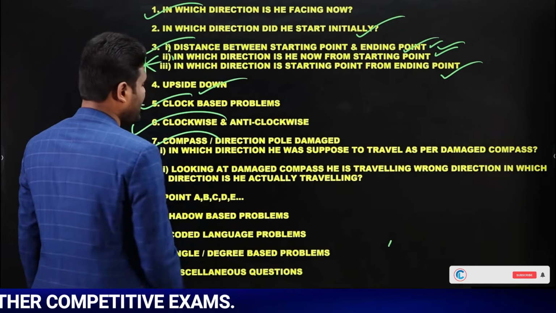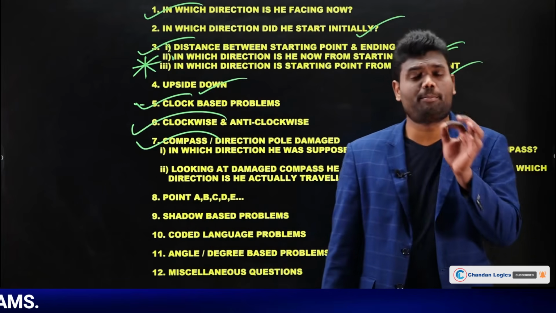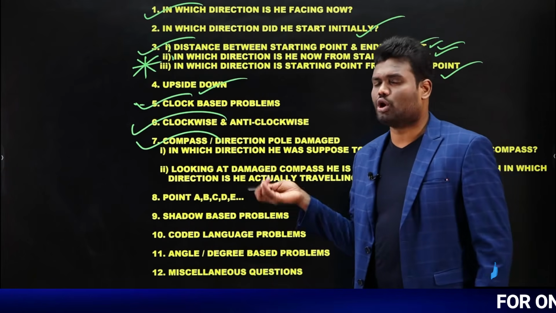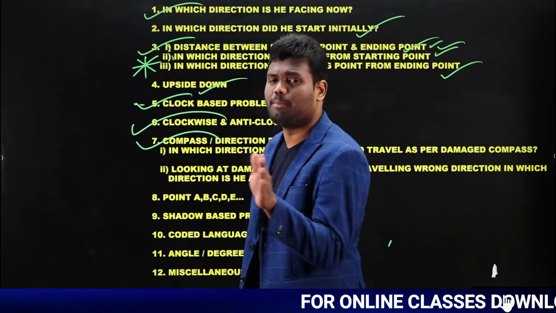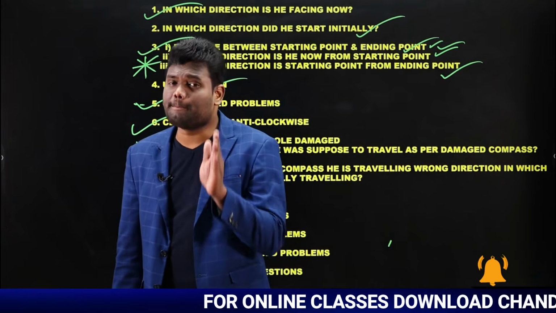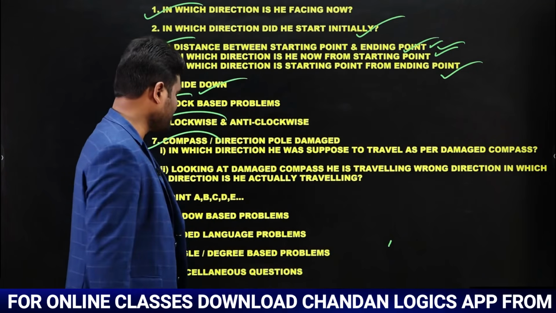Model number 7 is based upon compass or direction pole damaged. Based upon this also you get questions frequently in examinations, saying like a direction pole is damaged or a compass is damaged. You're going to get questions in this way. Now this is model number 7.